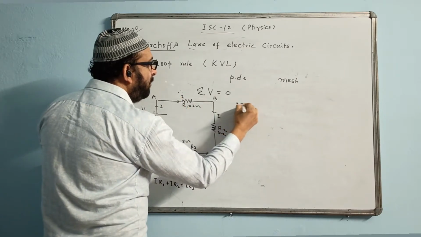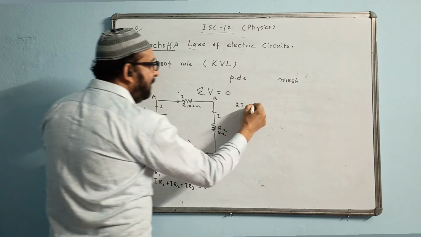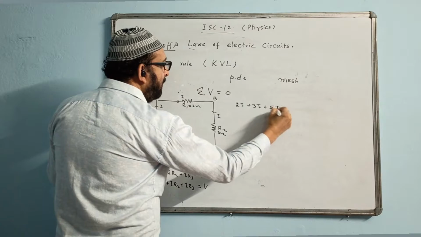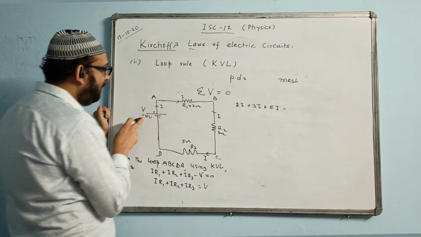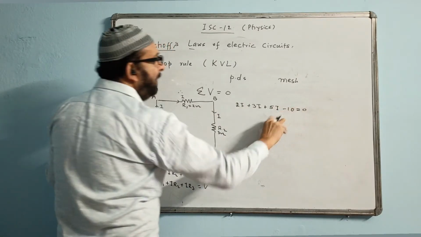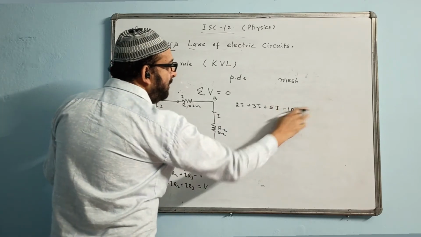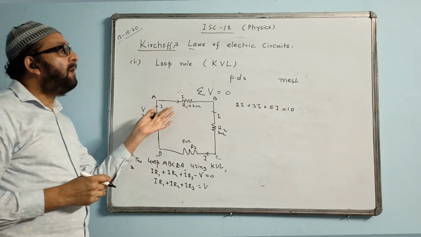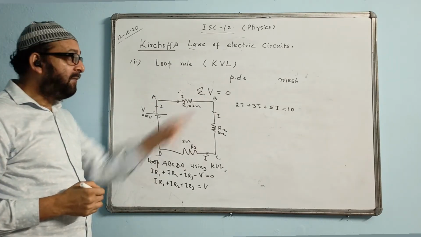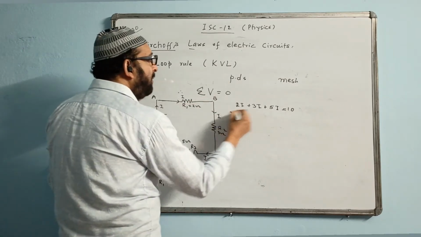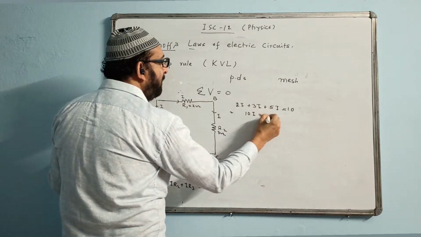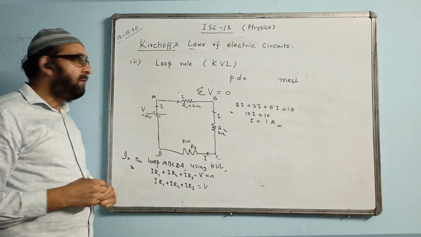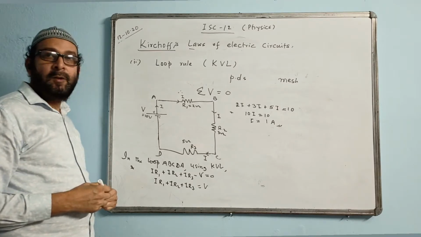You can multiply I into R. I into 2, you just write 2I, plus here write 3I. Here I write 5 into I, this voltage 5I, minus this one, minus 10, equal to 0. Minus 10 I will take to the other side, it becomes plus 10. So we can directly write equal to 10. Instead of writing minus 10 on the left side, I have sent it to the right side and given a positive sign. Now calculate the answer. 10I is equal to 10. The value of I is coming how much? 1 ampere.